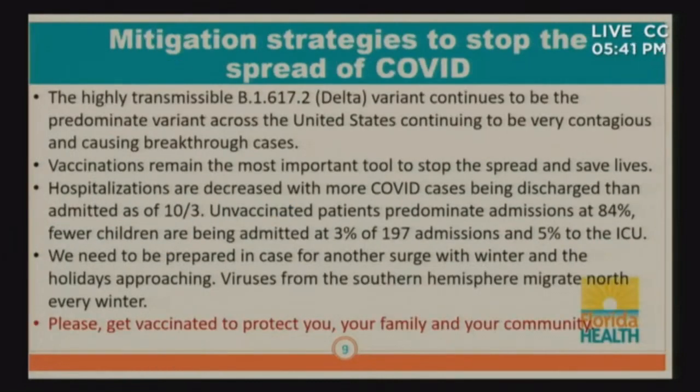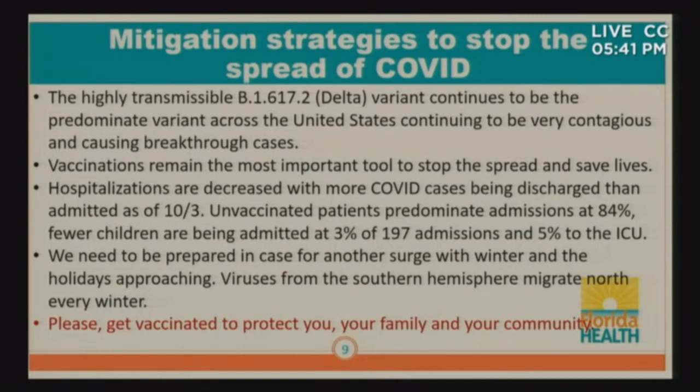So in closing, I just want to let everybody realize that we still have the Delta virus. It's 100% of the variants right now for all practical purposes. It's the predominant variant across the whole United States. It's very contagious, and it's causing breakthrough cases. The vaccinations remain the most important tool to stop the spread and save lives.